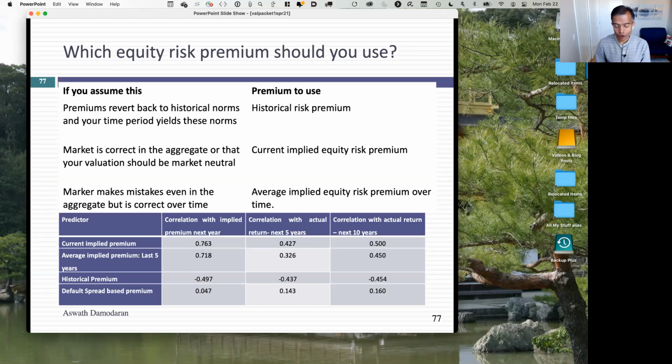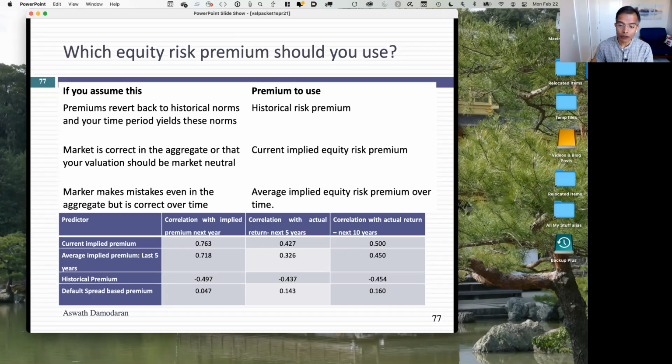So let me give you 4 choices. One is the current implied premium, which I get by looking at the market today. The second is some kind of averaged out implied premium, which says numbers jump around, so I'm going to take an average implied premium. The third is a historical premium, where I look at the past. And the fourth is to take the default spread you have on a BAA rated bond and just multiply by 2. It's a very mechanical way of doing it, but it's very simplistic.